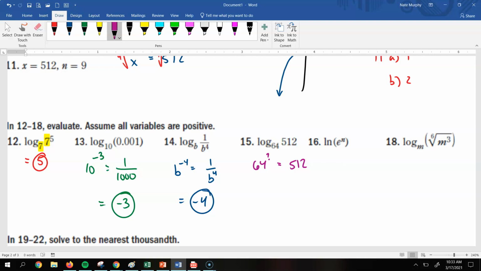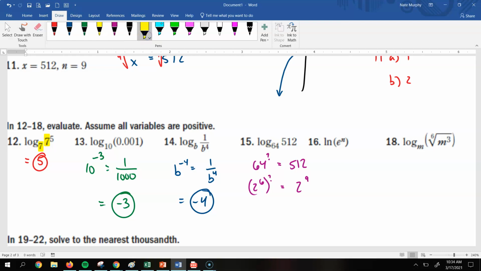64 is the same as, now if you played around with the calculator, 2 to the 6th power is 64. Okay, so 2 to the 6th power is 64. And if you were to play around in your calculator, you'd find out that 2 to the 9th power is 512. All right, so now I'm trying to find out what exponent would I apply to 2 to the 6th to get 2 to the 9th.